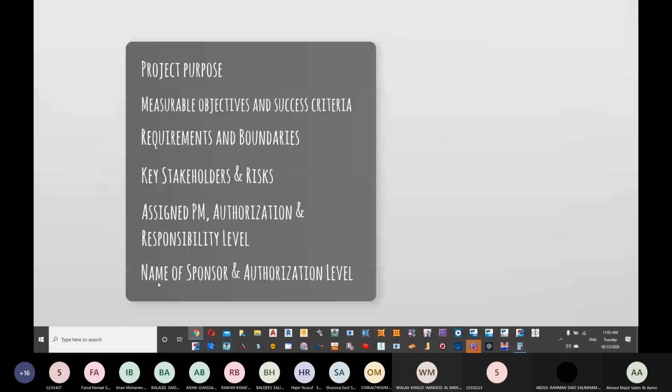Are we clear about the project charter? Are we fine about the project charter?